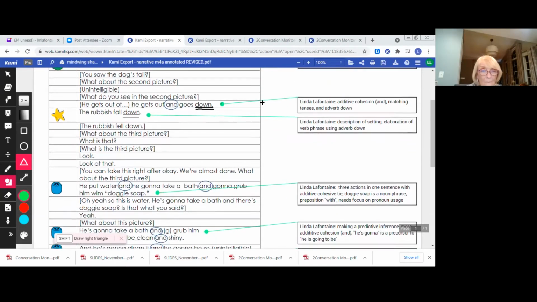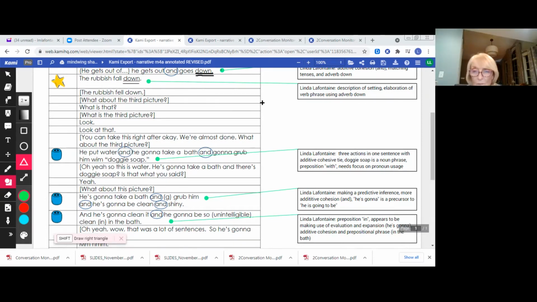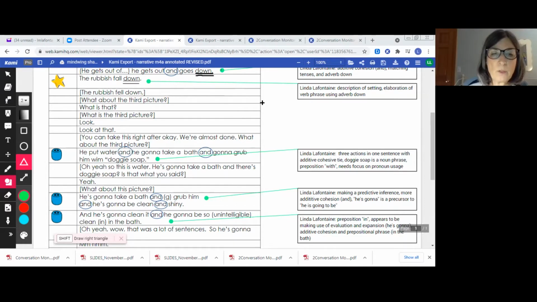Mm-hmm. And then Sherry worked really hard to get him to talk about the third picture. And he was clearly interested in something else, but he got to the point there and he says that really long sentence. He put water and he's going to take a bath and going to grub him Wim doggy soap. So we're assuming that he wanted to say a scrub. His word grub really was scrub. And Wim, we believe, probably was the word with. So we had many comments that we noticed in this fantastic utterance.